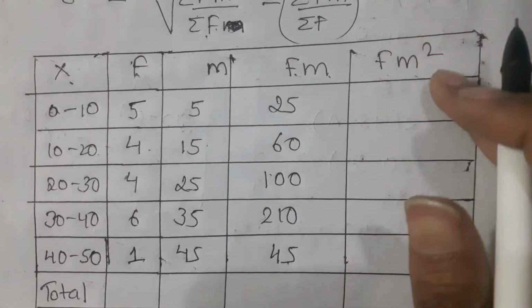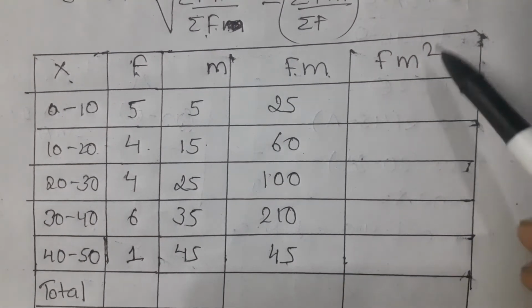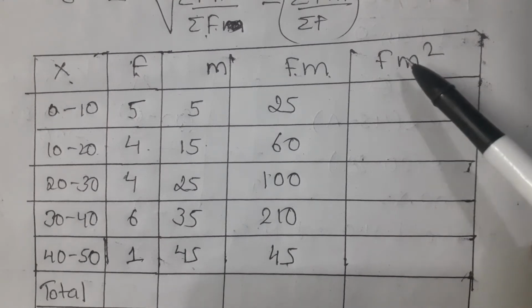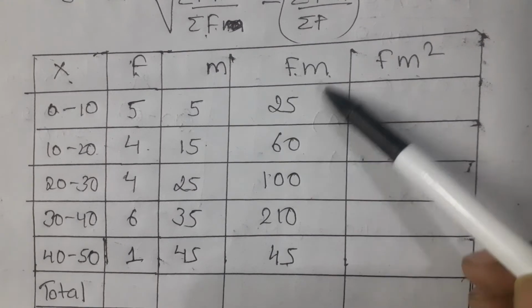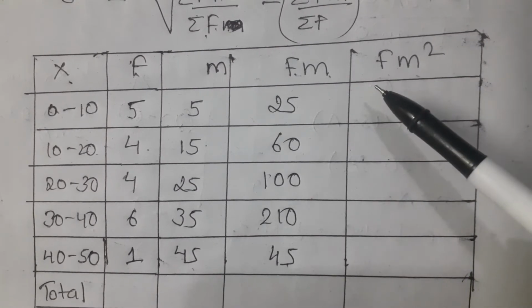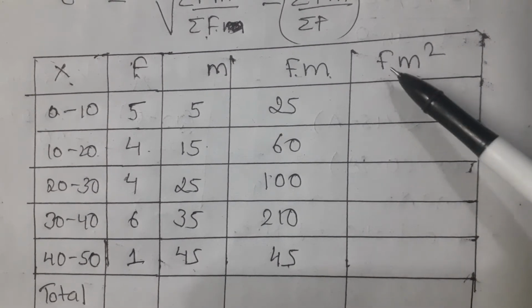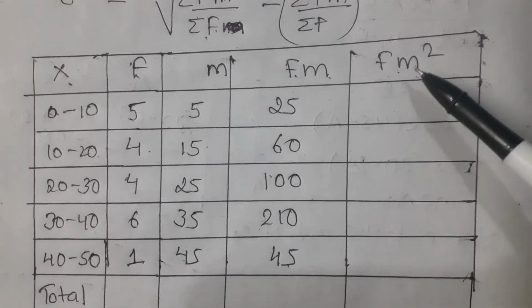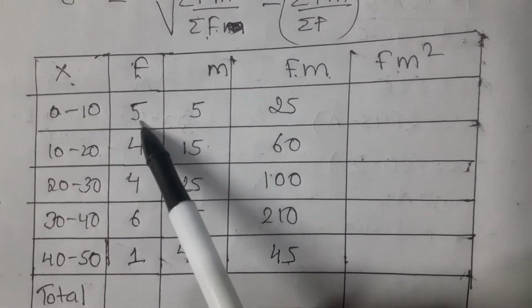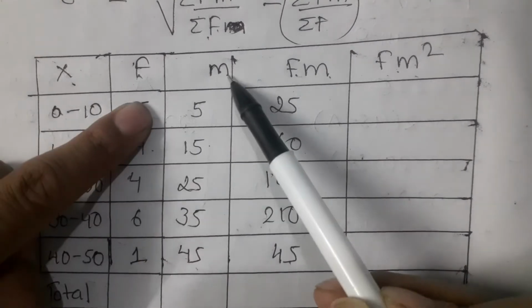After this, there is now fm square. In this place, many students get confused. Some of them do direct squaring of fm, as in fm whole square, which is incorrect. What you have to understand is that this is f m square, and the square applies to m only. So what you need to do is first take this f, 5, and do the squaring of m separately.